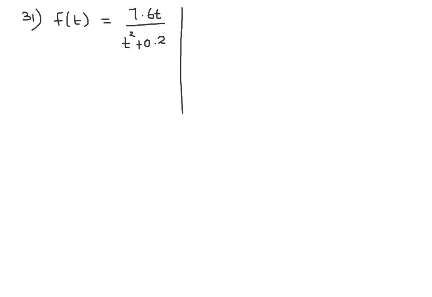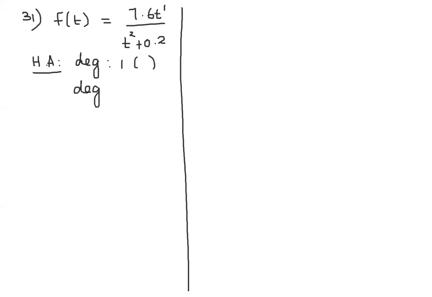Okay, so for the horizontal asymptote, we have to find n and m, which are the degree of the numerator and the degree of the denominator. The degree of the numerator is 1 because the power of t is 1, which is n, and the degree of the denominator is 2, which is m. Since n is less than m, y equals 0, or here it's f of t equals 0 because the variable is different here. So 0 is the horizontal asymptote.